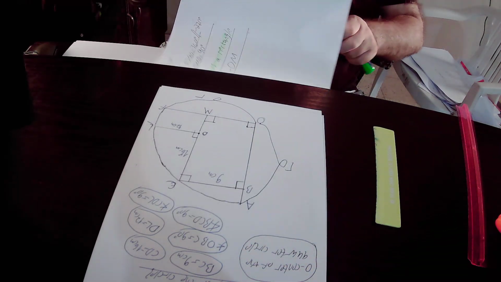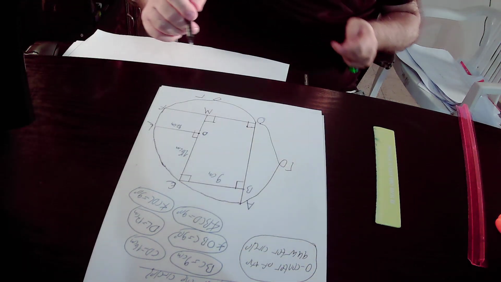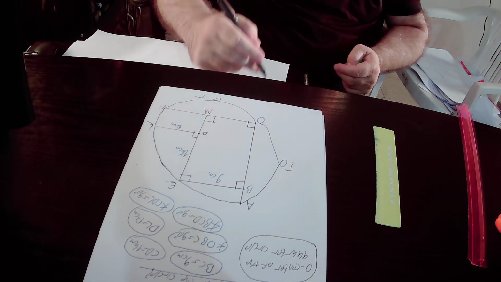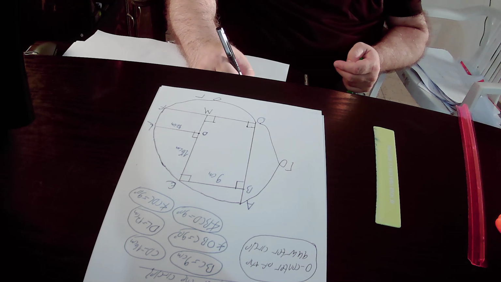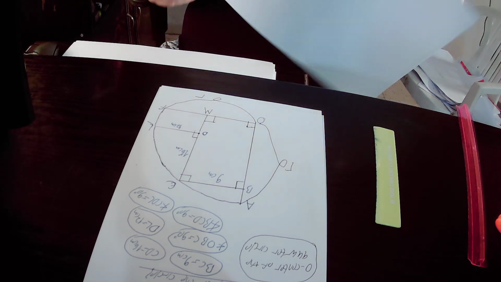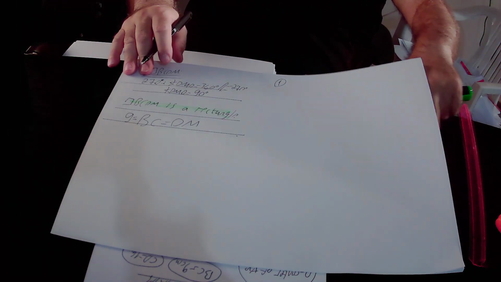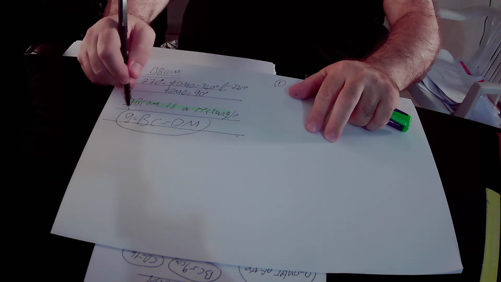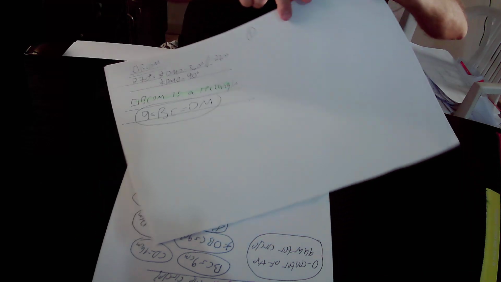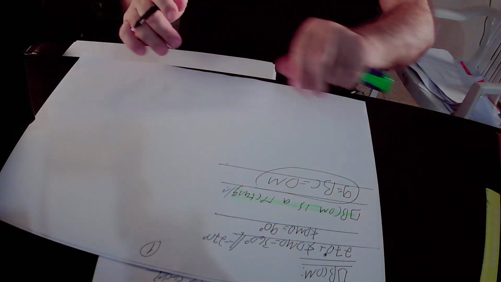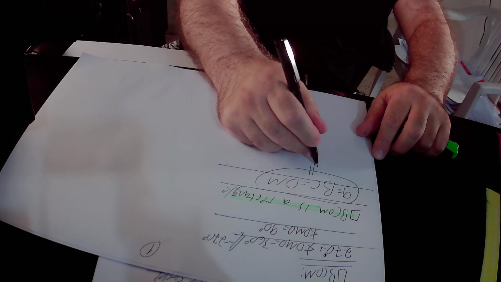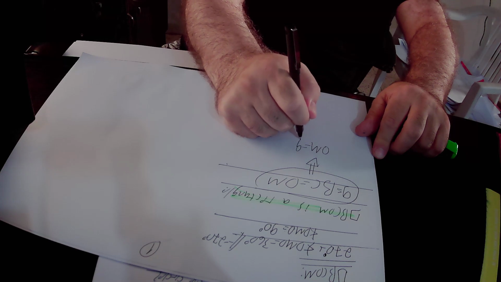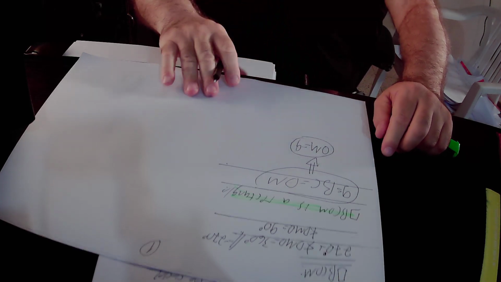Okay, but according to what is given in the question, side BC equals 9 units. So we can write down that BC equals 9, according to what is given. And from this, 9 equals BC equals OM. We derive that side OM is also equal to 9 units. Okay, side OM equals 9 units.